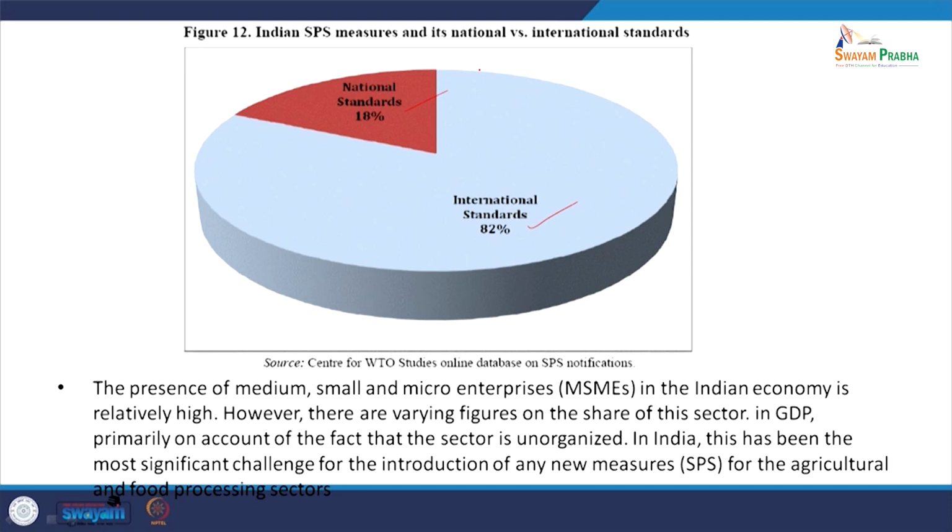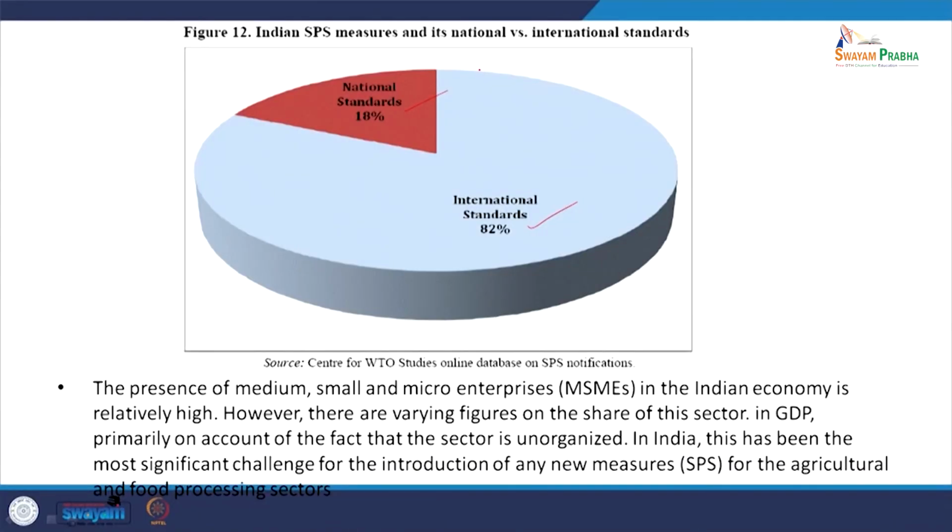The presence of MSMEs in the Indian economy is relatively high. However, there are varying figures on the share of the sector in GDP, primarily because the sector is unorganized. In India this has been the most significant challenge for the introduction of new SPS measures to protect its agriculture sector, especially the food processing sectors.